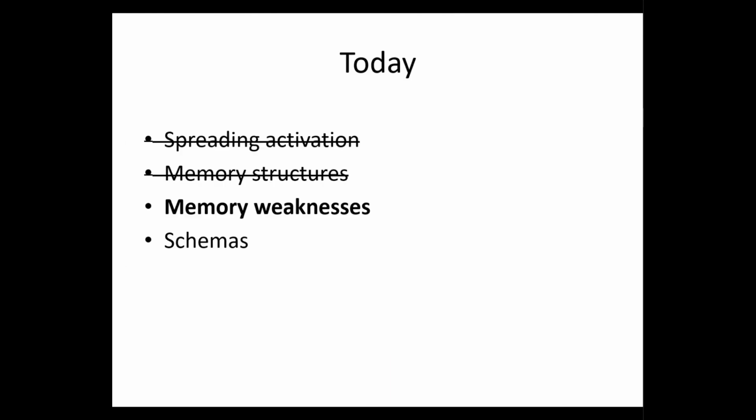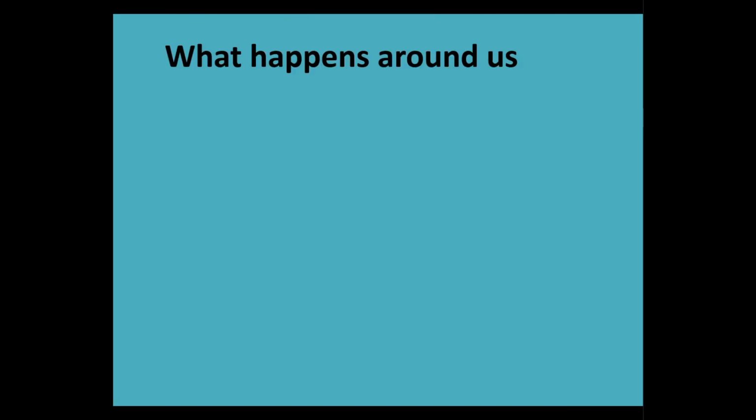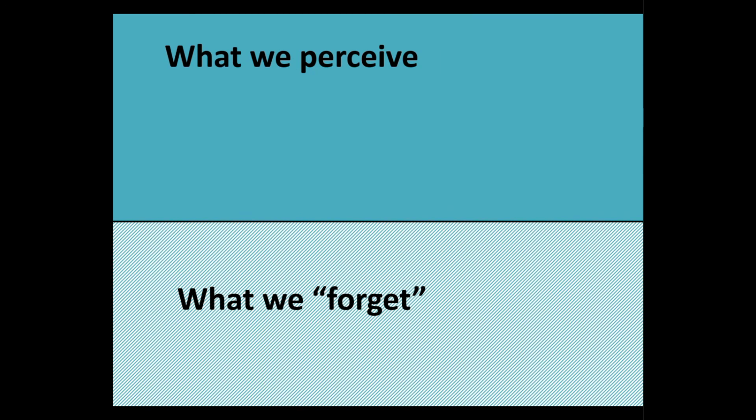Memory weaknesses. First off, this is what happens around us. We can only perceive so much of what happens around us. Let's be really generous and let's say that we could potentially perceive half of what happens around us. So this is true for our visual field. Let's say it's also true for our auditory system. We have half of potentially perceptible things perceived and half forgotten, or never perceived to begin with. So forget is in quotation marks.